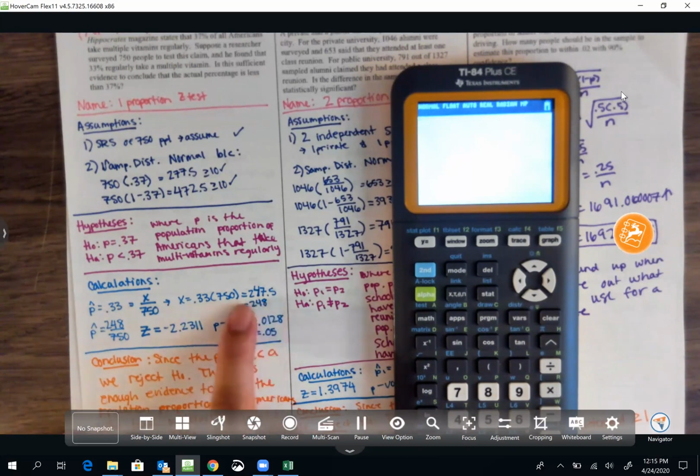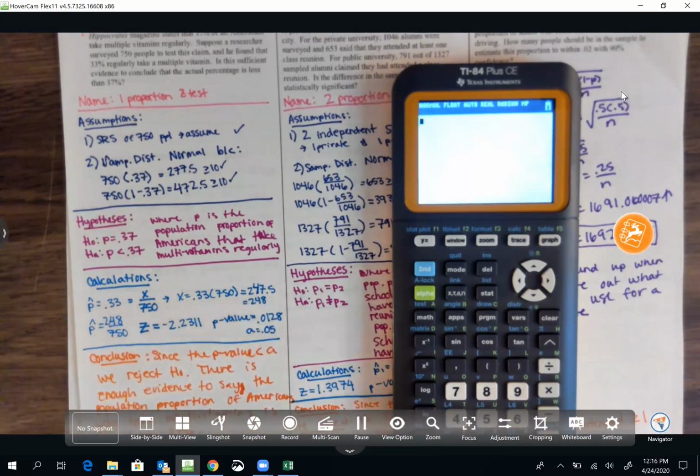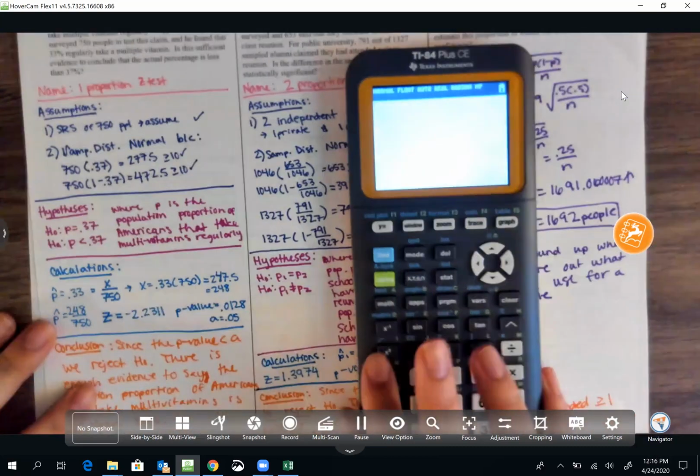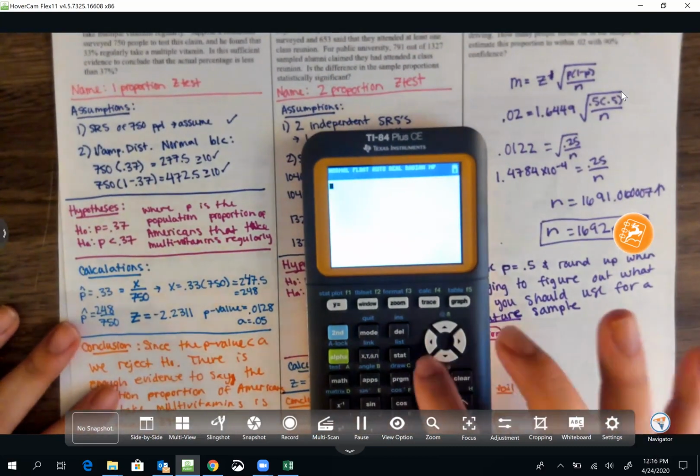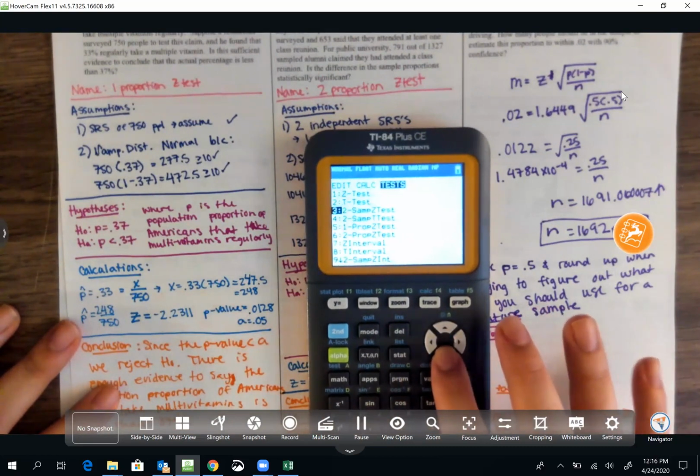But we could not have possibly gotten 247.5, so you round that to the nearest whole number, which can be up or down. If this was 247.4, it would be just 247. I'm not predicting a future sample size. When I'm trying to figure out what sample size I should use in the future, I always round up. But since I'm in the present and I've already taken the sample, I would just round whichever direction is appropriate. So when I type this in, go to stat, tests, 1 proportion z-test.